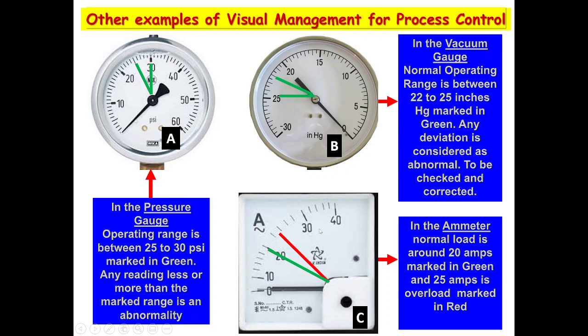Now we come to C. Picture C is an ammeter. In the ammeter, the normal load is around 20 amps, marked in a green line, and 25 amps is the overload, which is marked in red. If there is any deviation, analyze for root cause and rectify. Operators are to use these visual management facilities provided at their workplace. These will help in identifying abnormalities and controlling the process and production.